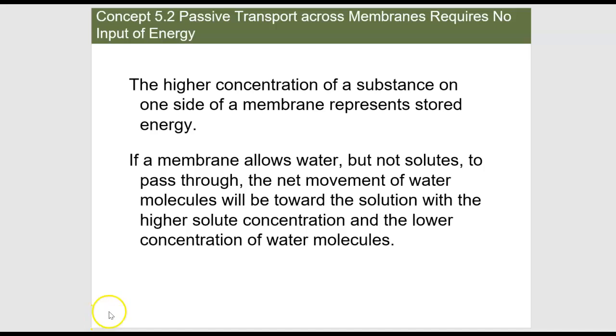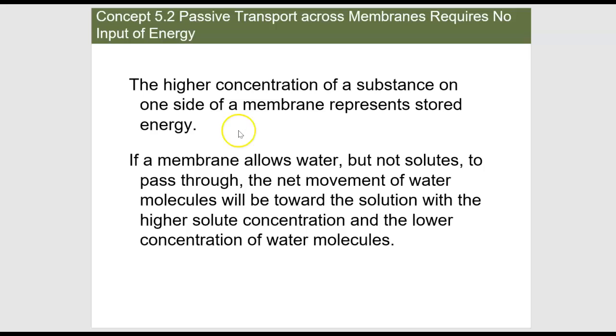Okay, so this is where I left off in part one, where we were looking at this idea of passive transport. Obviously something passive doesn't take a lot of energy. But one way we can think about it is that when you've got a lot of something on one side, it does have energy indirectly because it's energy of position.